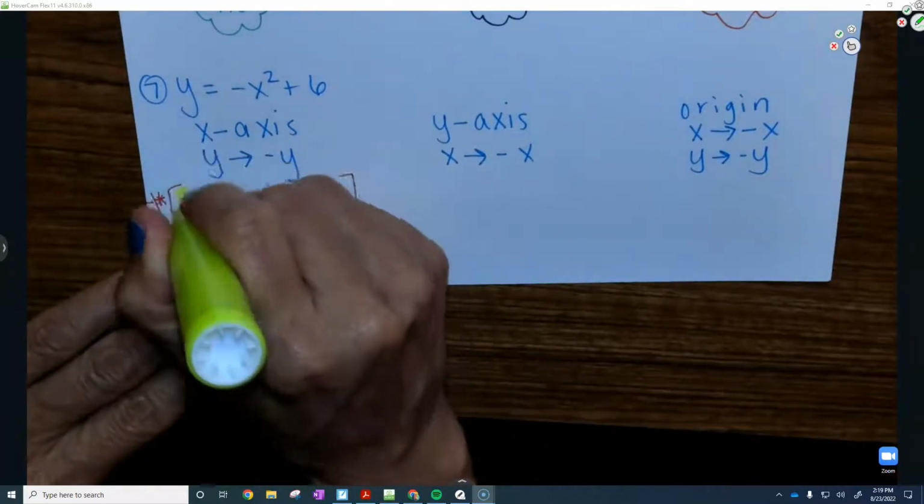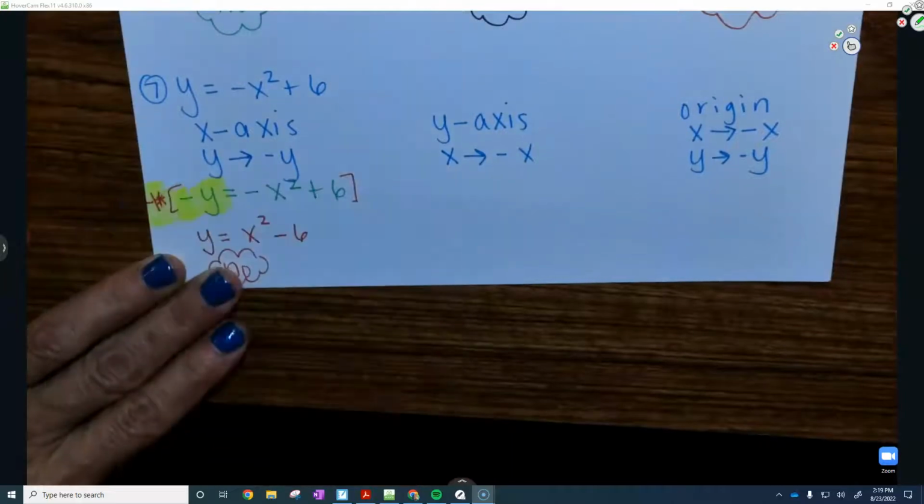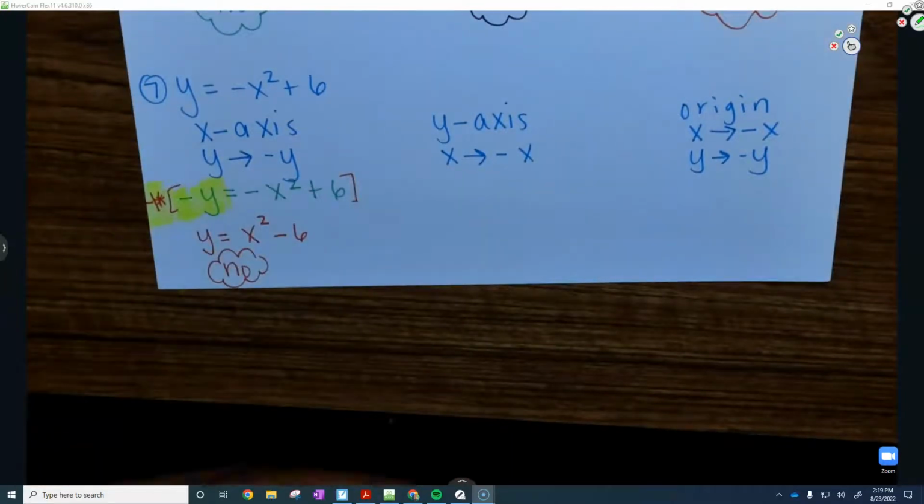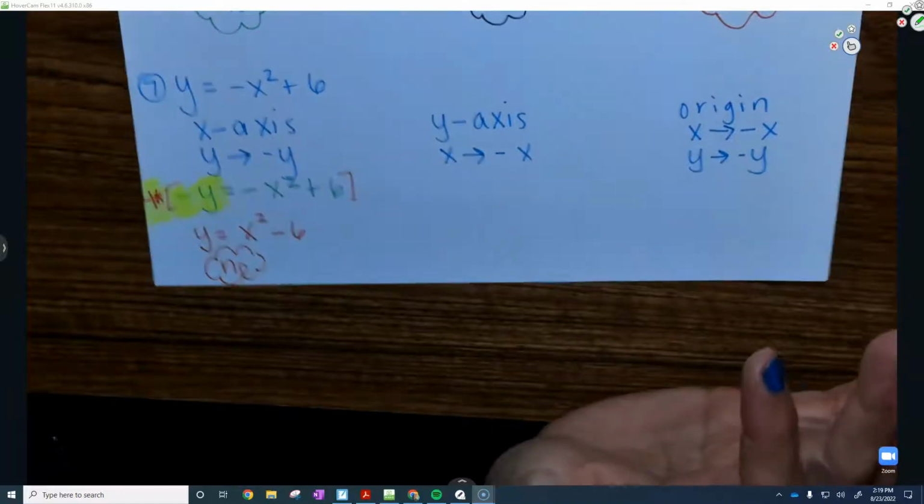If you drop in a negative y, multiply by a negative 1, just to see if they're the same. It's so much easier to see.